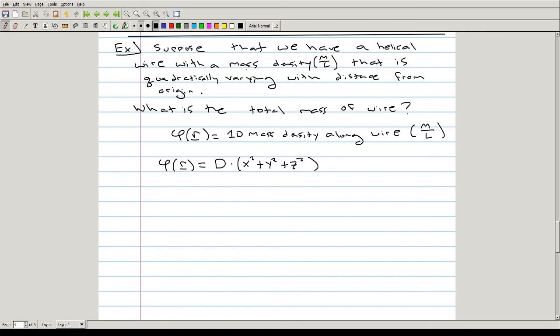In this case, we know that x squared plus y squared plus z squared is the same thing as the length of r, or distance from the origin, squared. It's the magnitude of this vector. So this gives us exactly what was asked in the question. Specifically, we're asked for a quadratically varying mass density, quadratically varying with distance from the origin. What is the mass of the helix? So this is our density function for this problem.